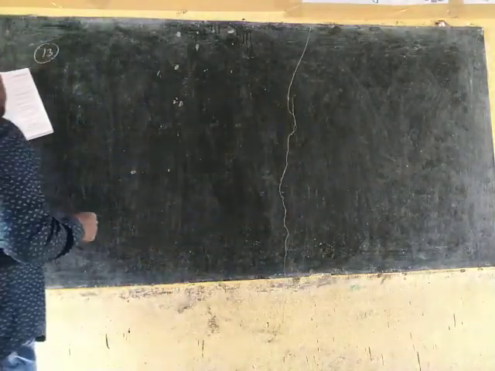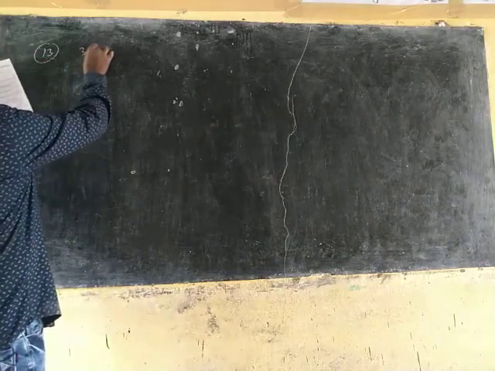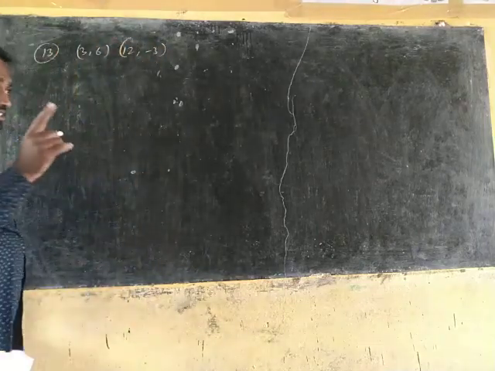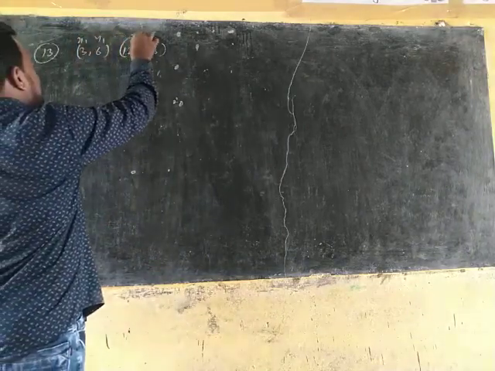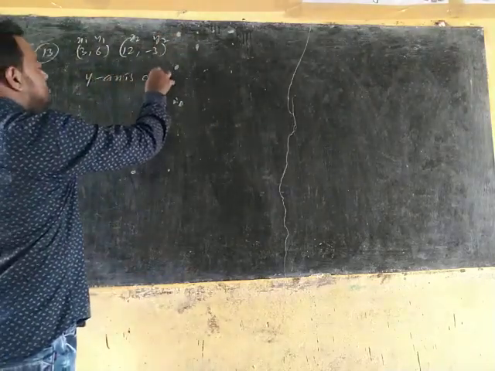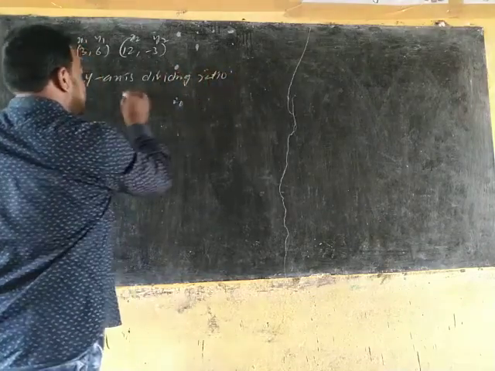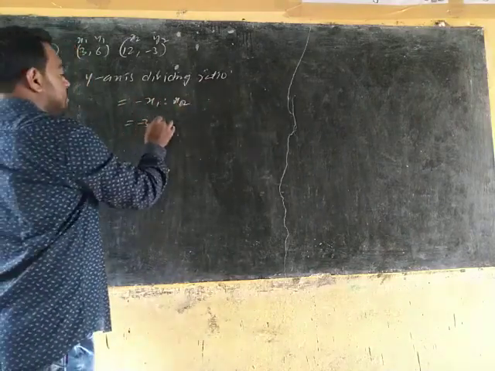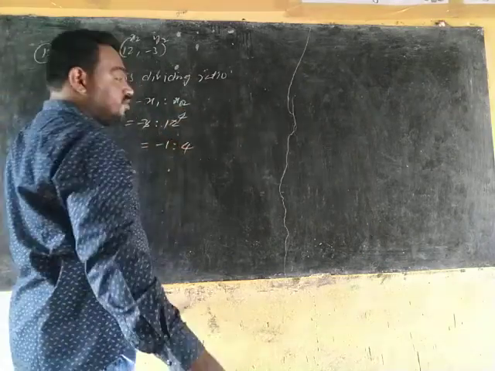Next, coming to the 13th question. The ratio in which the y-axis divides the line segment joining 3 comma 6 and 12 comma minus 3. So we need to find the ratio in which the y-axis divides. Assume these given points are x1, y1, x2, y2. I already gave the formula for the ratio: minus x1 is to x2. So minus 3 is to 12, which reduces to minus 1 is to 4.